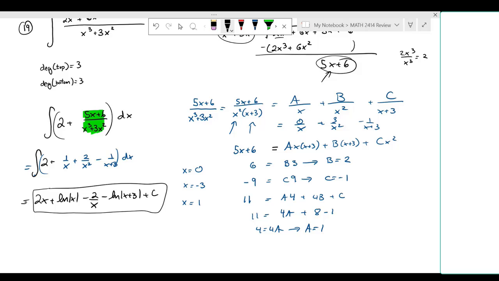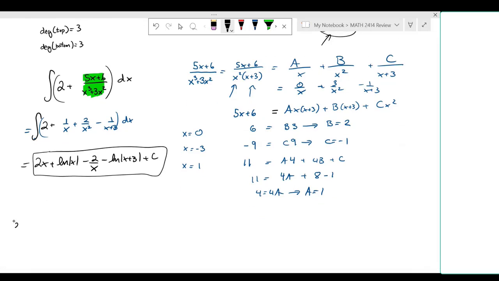I guess what other things should I look for? Partial fractions. There was something I'm trying to recall. Let me see if I have it. Just a common one that you might see. Just something like this, I guess. I've seen these often.